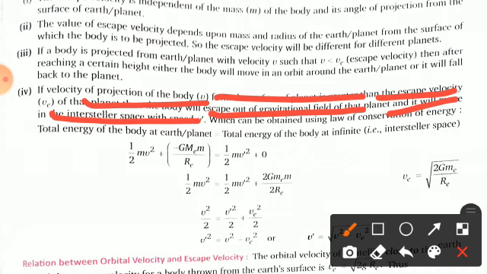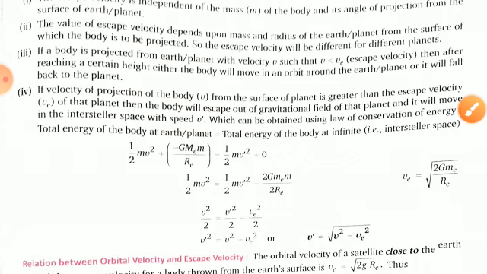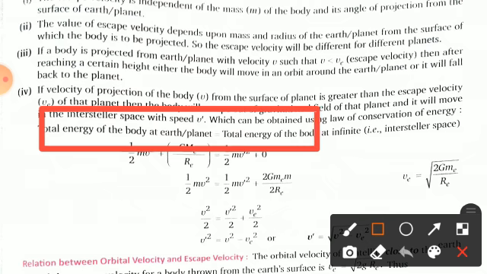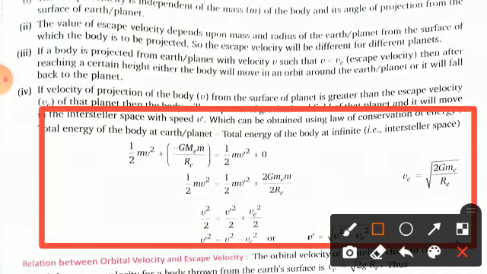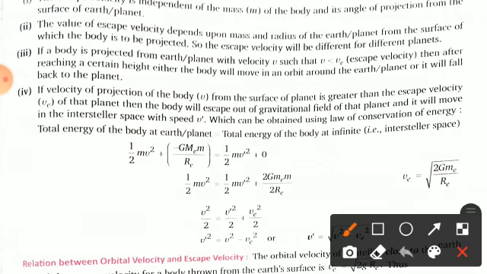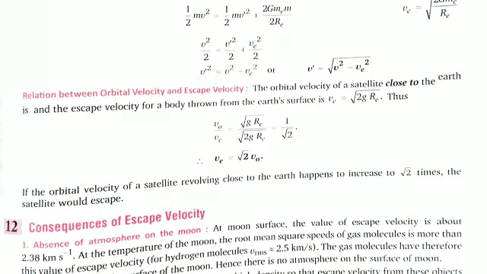So we can obtain this using the law of conservation of energy. I hope you are familiar with the law of conservation of energy. You can see it written here: total energy of the body at the earth planet equals total energy of the body at infinity. After putting in the values, half mv square minus GMeM by Re equals the energy in interstellar space, and you will get the relation v dash equals square root of v square minus ve square.